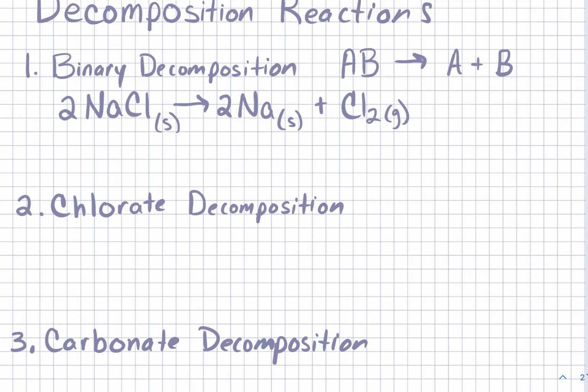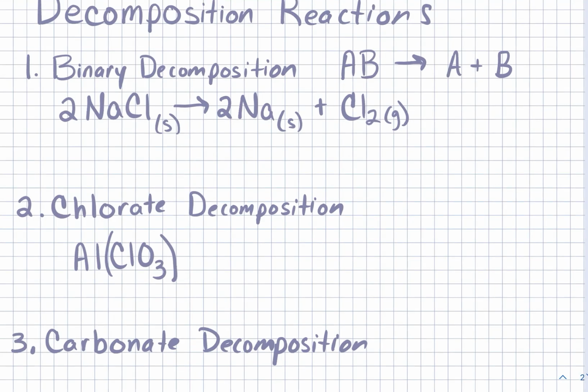For a chlorate decomposition, this is going to be when chlorate is involved. So for example, let's say that I have aluminum chlorate. The chlorate ion is the ClO3. And so, since aluminum's a +3 and chlorate is a -1, I'm going to need 3 chlorates to balance it out. If you don't remember how to balance formulas, then please see one of my previous videos.